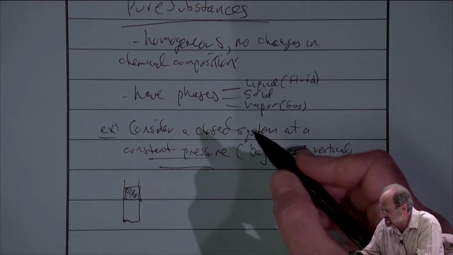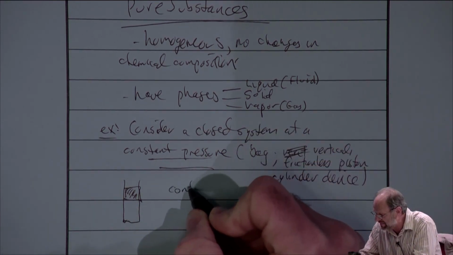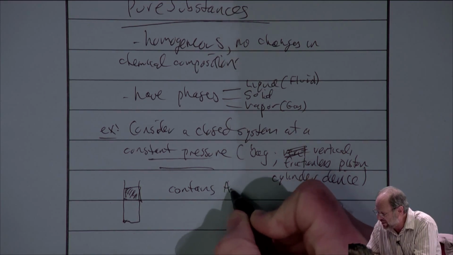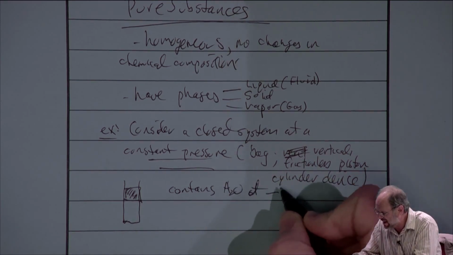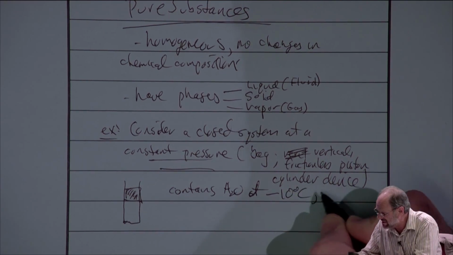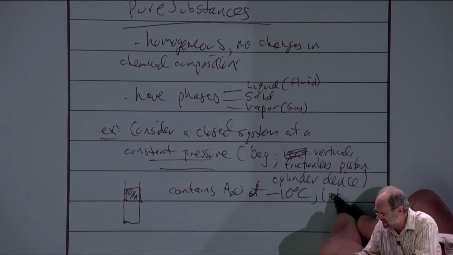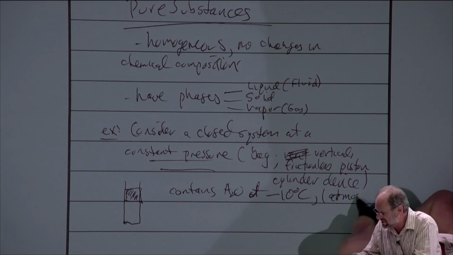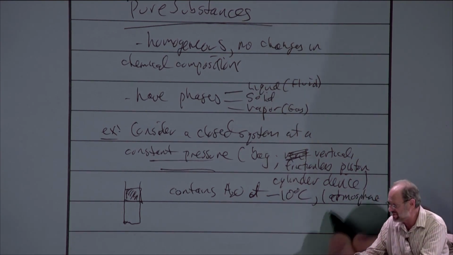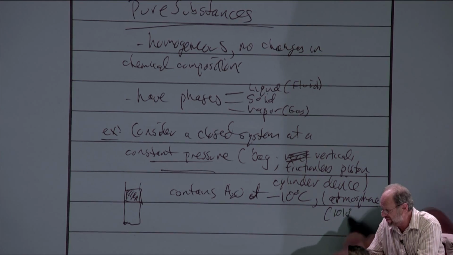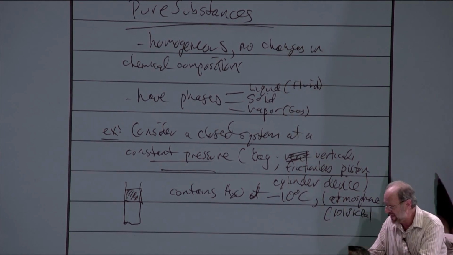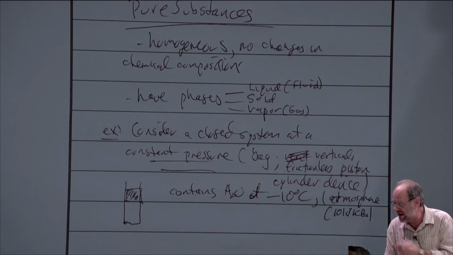And then let's just say that it contains water at minus 10 degrees Celsius. And let's just say that that fixed pressure is 1 atmosphere. So 1 atmosphere is what? That's the same as 101.3 kilopascals. Okay, so that's the constant pressure being maintained.